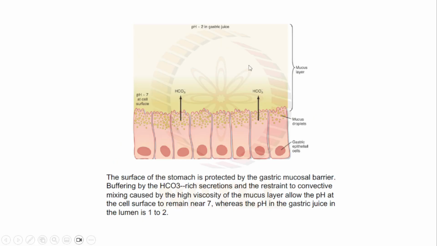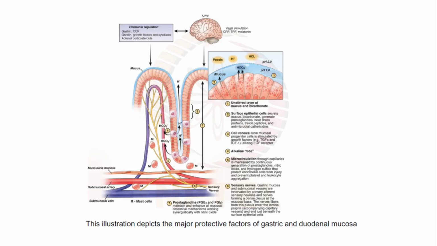Okay, this is just to show you that this is a thick mucus layer, and the pH 2 gastric juice is not able to penetrate this mucus layer, so that the cells can be protected. And the HCO3 being secreted is actually used to neutralize this pH in the duodenum. Okay, we'll see further in the lecture. We'll come to that part also. So this is the unstirred layer of the mucus and bicarbonate, the one they have shown. The second, the surface epithelial cells secrete mucus, bicarbonate, and generate prostaglandins.